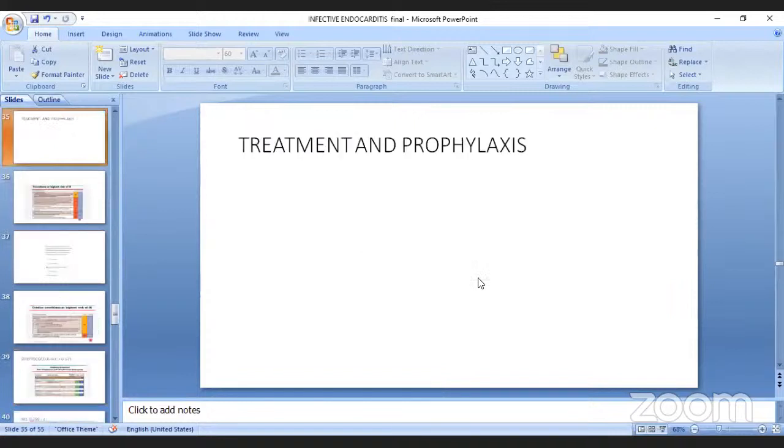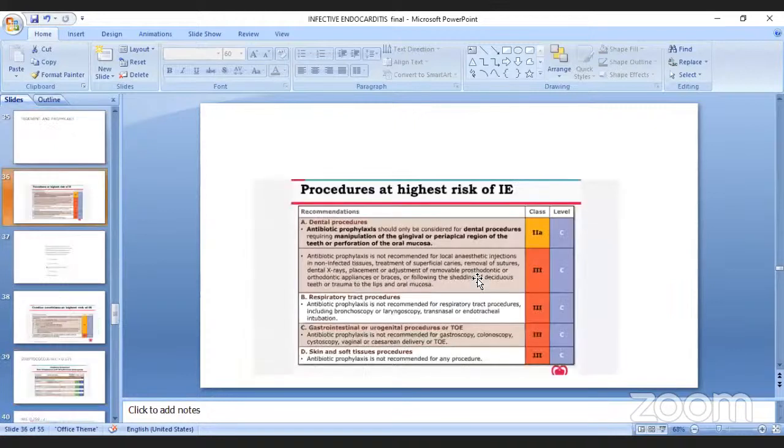Okay. Now, treatment and prophylaxis. Before going into treatment and prophylaxis, now that I've told you that in dental procedures, Streptococcus viridans is very common, you go back to your hospitals, and if a patient is going for a dental procedure and comes to you in the OPD, you give him prophylaxis for infective endocarditis. And then your seniors think that you're a fool. So why do they think that you're a fool?